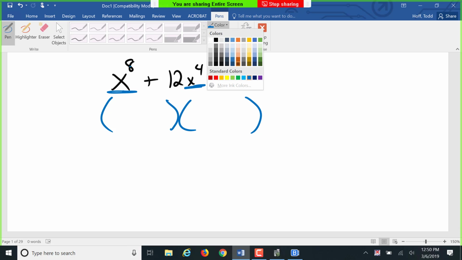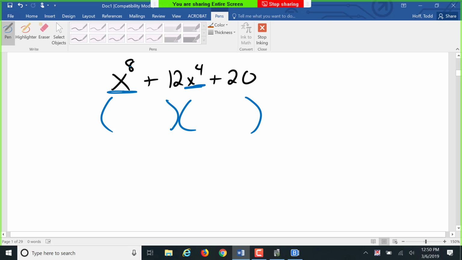So just like I did with other trinomials, instead of being x times x, of course, this will be x to the 4th times x to the 4th. What I'm going, I put the wrong number in there, didn't I?